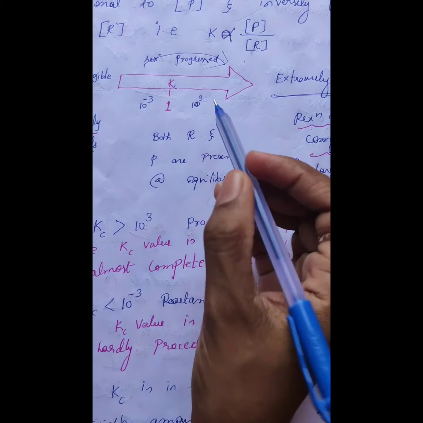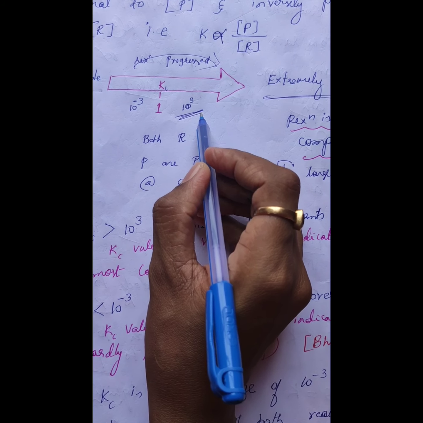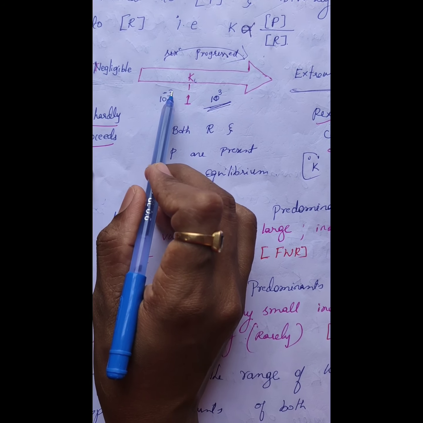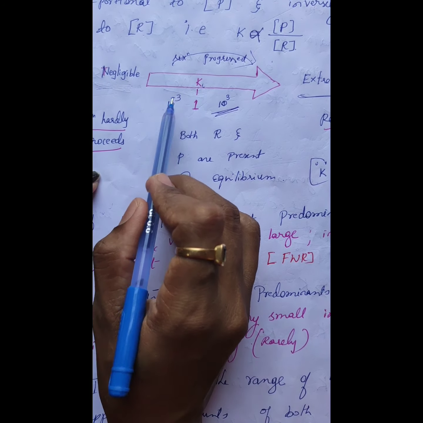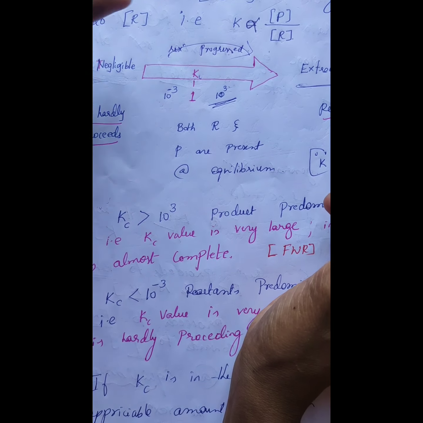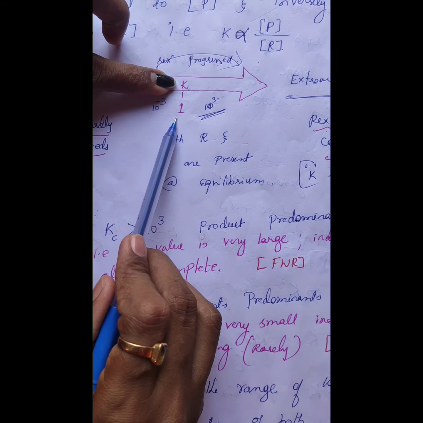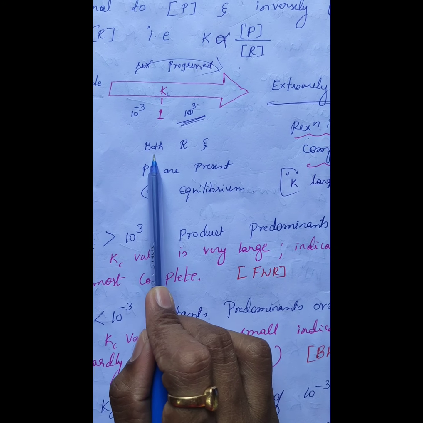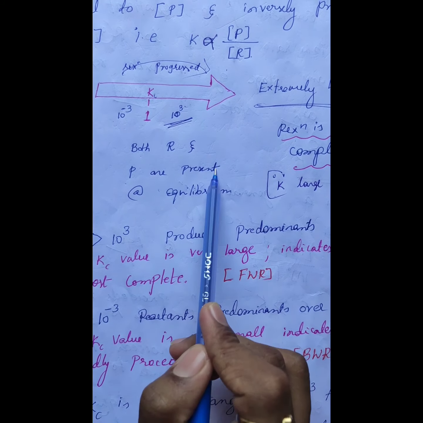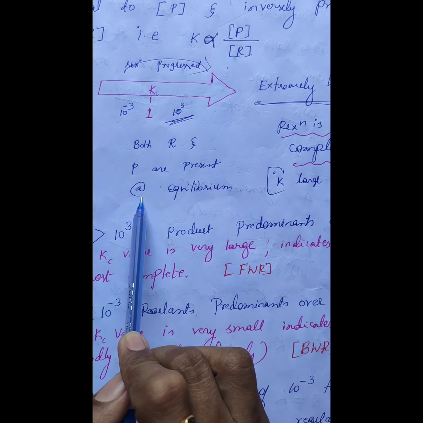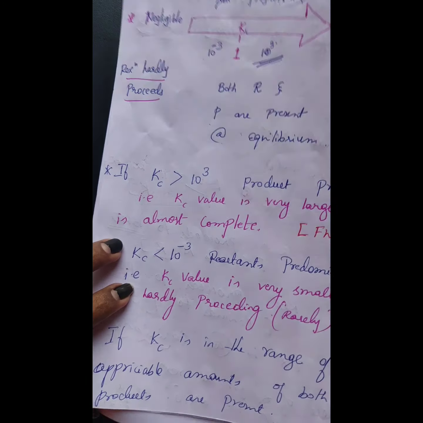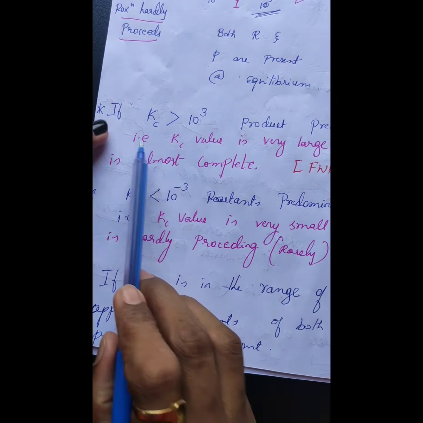Now, based on the magnitude, I have considered magnitudes such as 10 to the power 3 and 10 to the power minus 3. 10 to the power minus 3 is a very small value. 10 to the power plus 3 is a large value. Suppose the K value is 1, indicating that the reaction is at equilibrium, so that both the reactants as well as products exist in the reaction medium. But the conditions are very important, you should follow them. This is very important even from the competitive examination point of view.